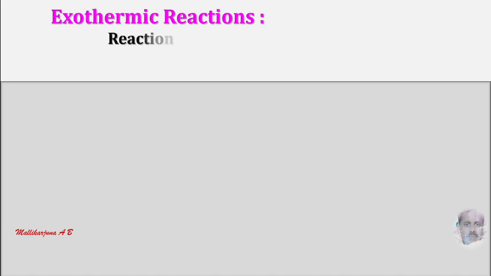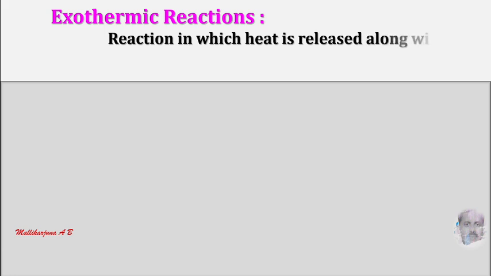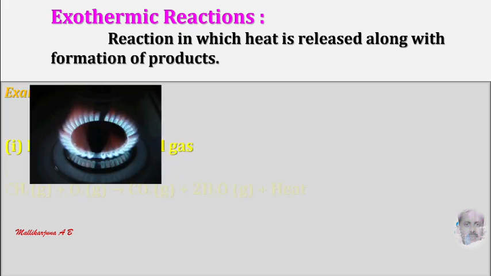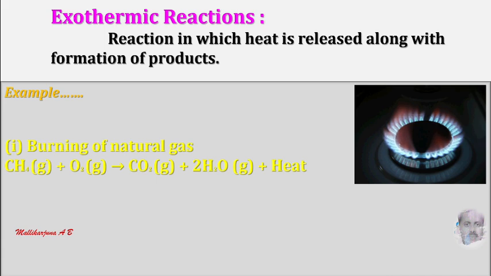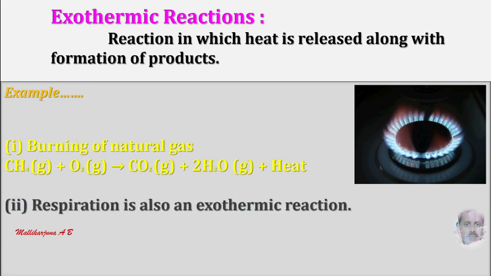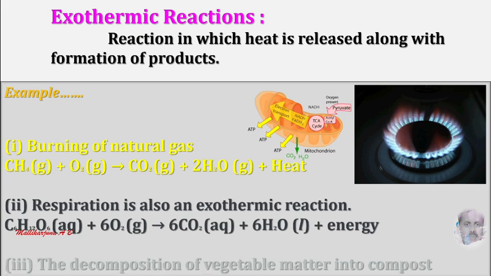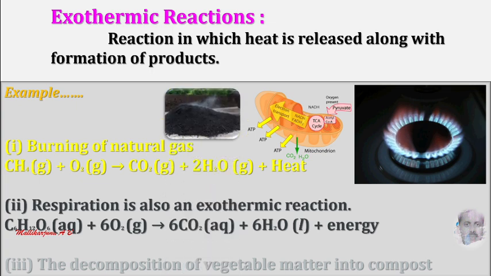Exothermic reactions are chemical combination reactions in which heat is released along with the formation of products. Burning of natural gas: CH4 plus 2O2 gives rise to CO2 plus 2H2O. Respiration is also an exothermic reaction: C6H12O6 plus 6O2 gives rise to 6CO2 plus 6H2O. Also the decomposition of vegetable matter into compost.